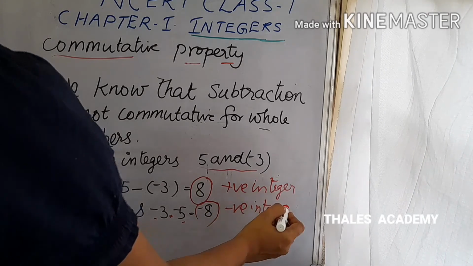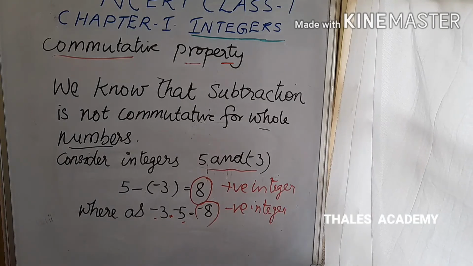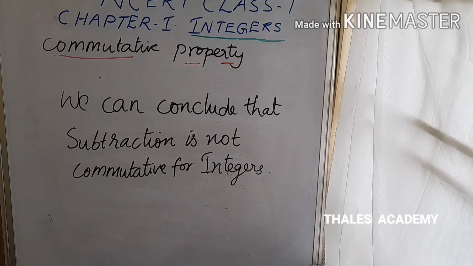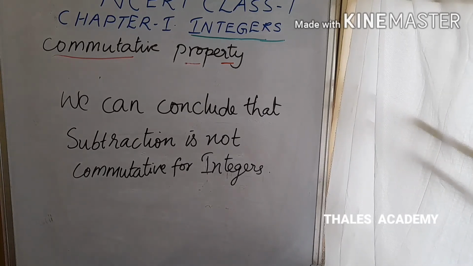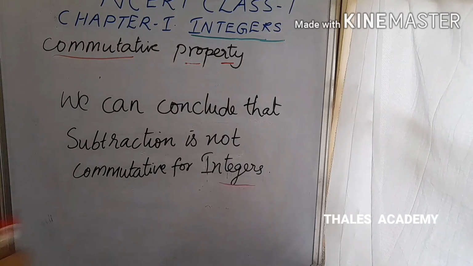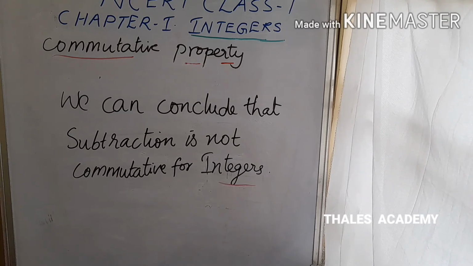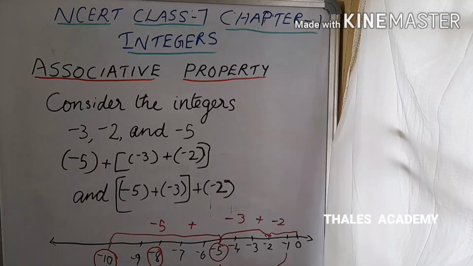Here, if we change the order, we get different answers. So we can conclude that subtraction is not commutative for integers. Whereas addition is commutative for integers. Subtraction is not commutative for integers.